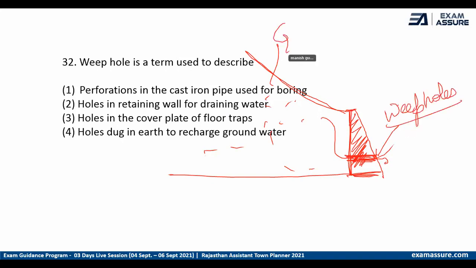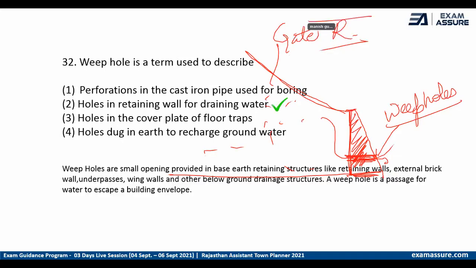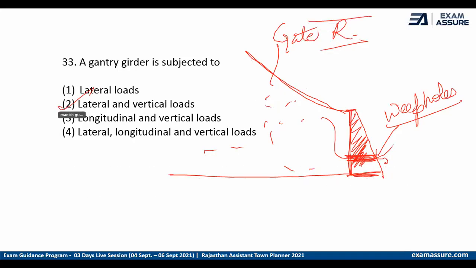This is also a GATE repeated question. Many times it comes in the GATE exams. Okay, so the second is the right answer.